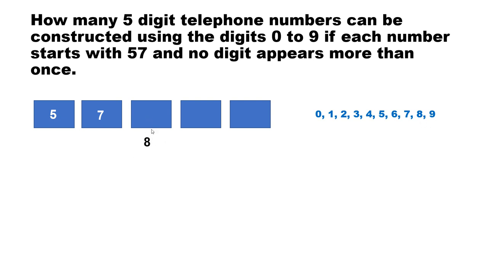So 8 ways in which we can fill this box, then followed by 7 ways we can fill this box, and followed by 6 ways in which we can fill this box. The first two are fixed, so they do not participate here. So the total number of ways in which we can form 5-digit telephone numbers that start with 57 with no repetition is 8 times 7 times 6. So that is 336.